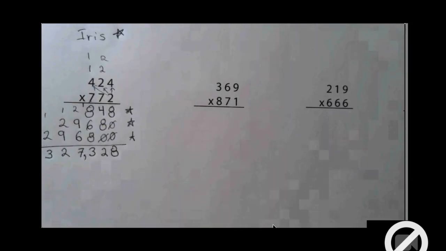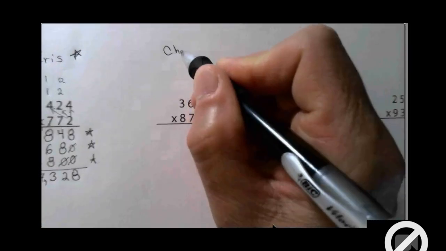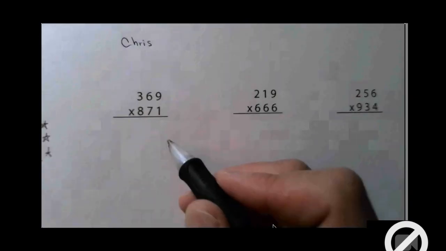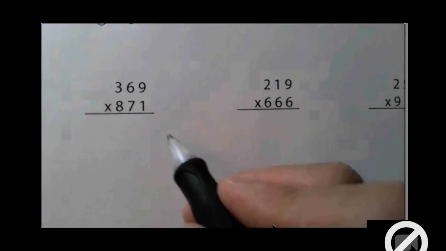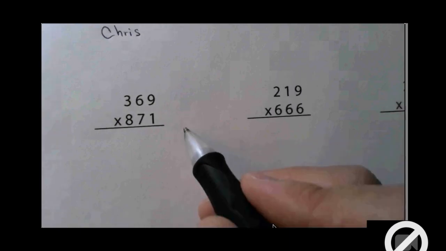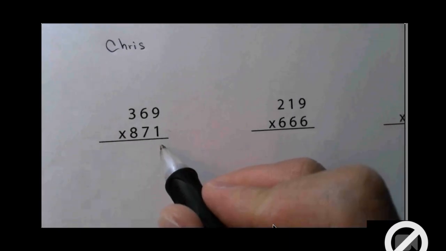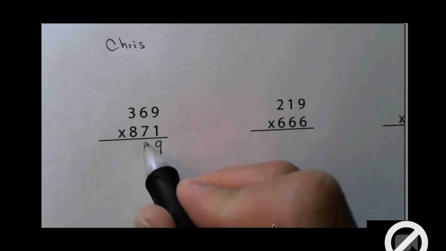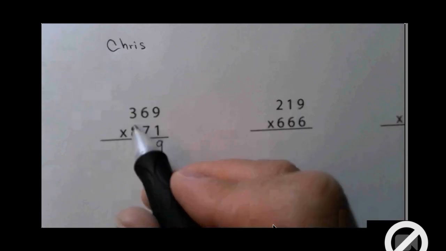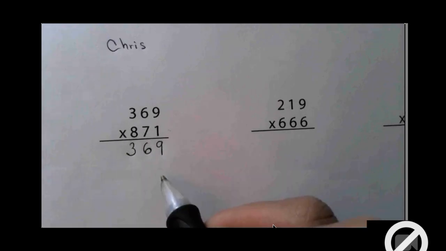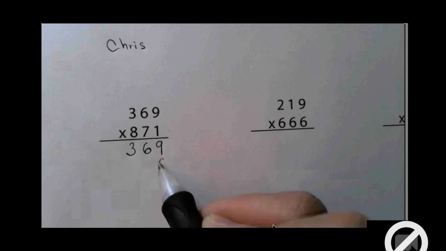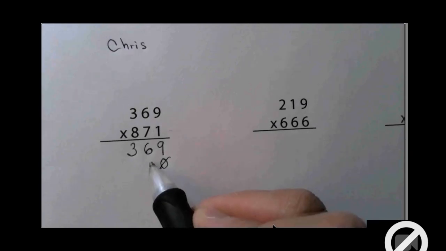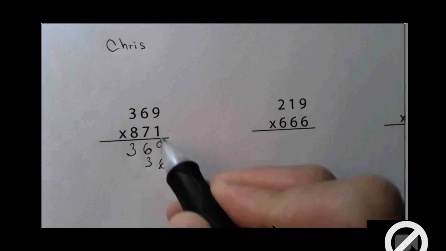Chris? All right, Chris. The first thing I did is I multiplied the 1 times the 9, and it's 9. Okay. Go ahead, walk me through. And then I multiplied the 1 times the 6, and I got 6. And 1 times 3 is 3. All right. And then I put the place value holder. And then 7 times 9 is 63. I put the 3 and I carried the 6.